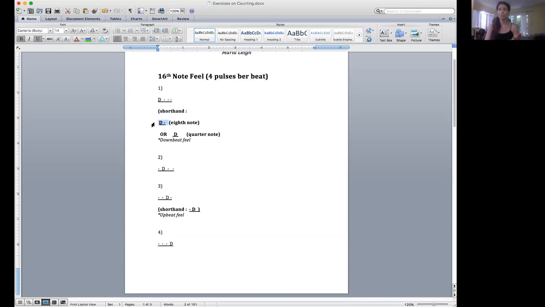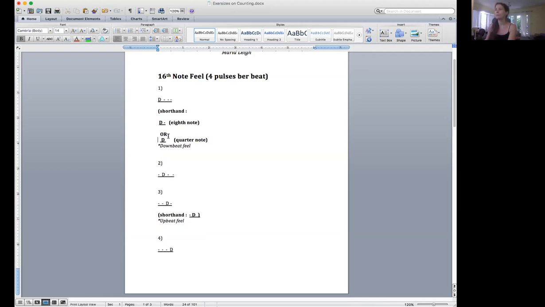So let's read that: doom, rest, doom, rest, doom, rest, doom. Now go back to the 16th note feel: doom, rest, rest, rest, doom, rest, rest, rest. Now go to the 8th note feel: doom, rest, doom, rest. See, it's the same duration. We're not holding the note any longer. Our pulse isn't changing. So this is an example where you can write shorthand notation, as an 8th note, or you can write it as a quarter note.